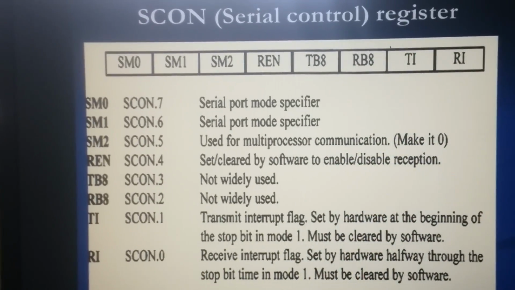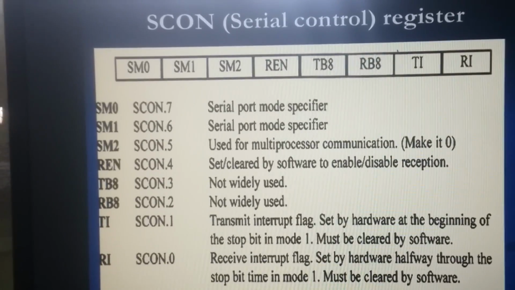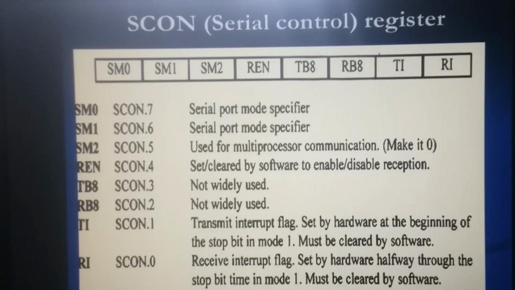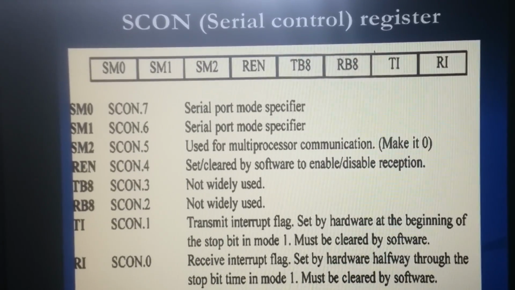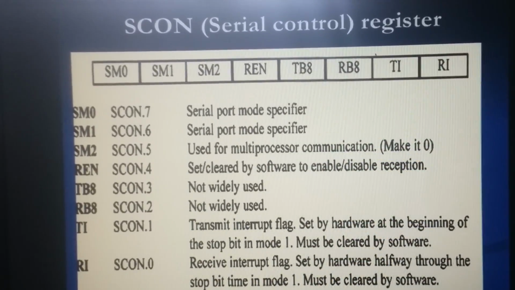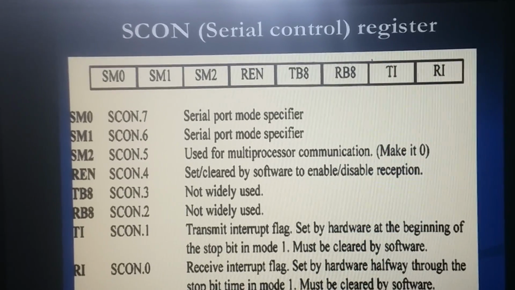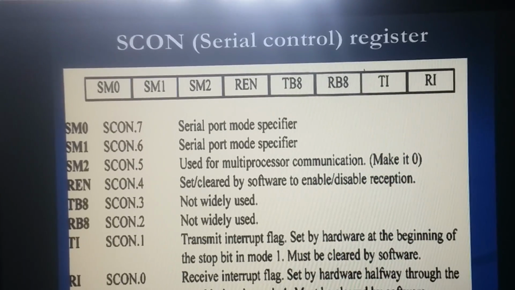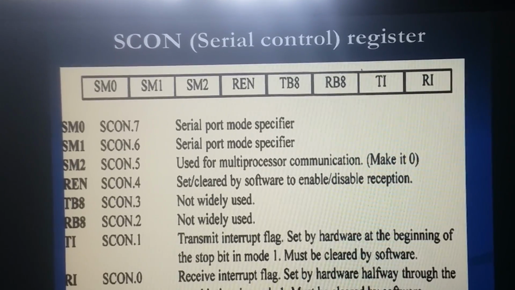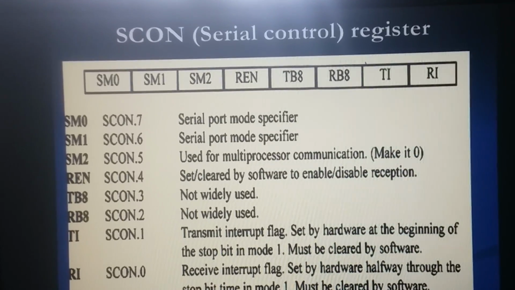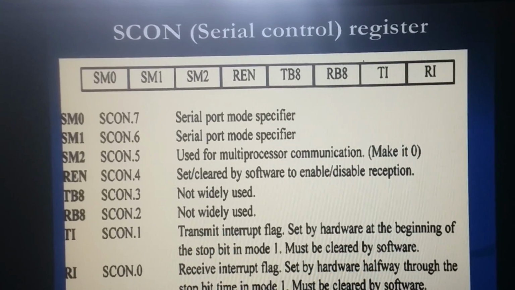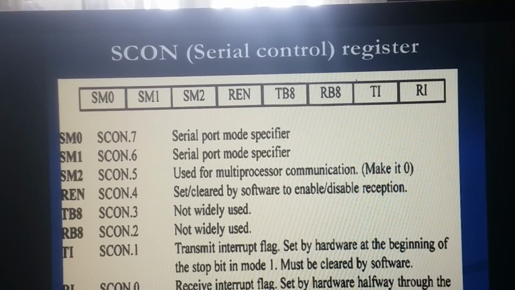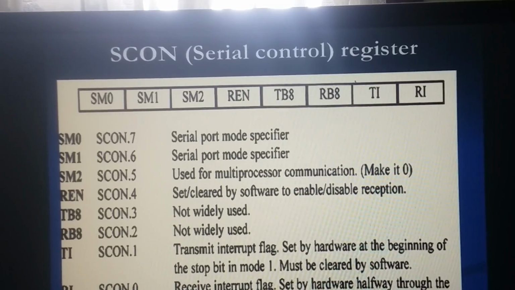We have 4 modes of serial communication. Here mode 0 is for 8 bits, with a baud rate of 1/12 of the oscillator frequency, and mode 1 is 10 bits, which is start bit plus 8 data bits plus stop bit, with variable baud rate. Mode 2 is 11-bit operation: start bit plus 8 data bits plus programmable 9th bit plus stop bit, programmable to either 1/32 or 1/64 of the oscillator frequency. Mode 3 is 11 bits: start bit plus 8 data bits plus programmable 9th bit plus stop bit. This is variable baud rate.